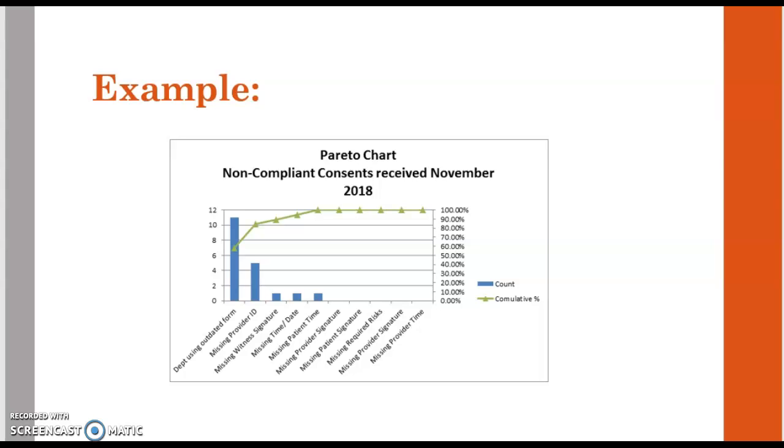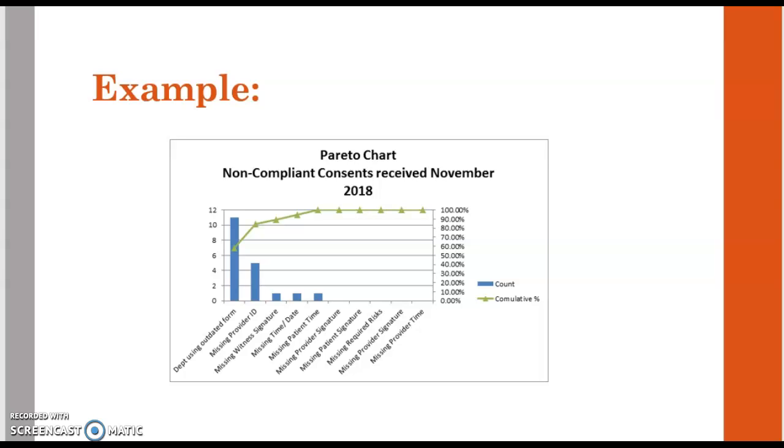As I stated before, my organization is really into lean management, and every month I report certain process improvement metrics on our department's dashboard. For this particular month, I was tracking non-compliant consents received by my department. This is the Pareto chart I use to display the data.